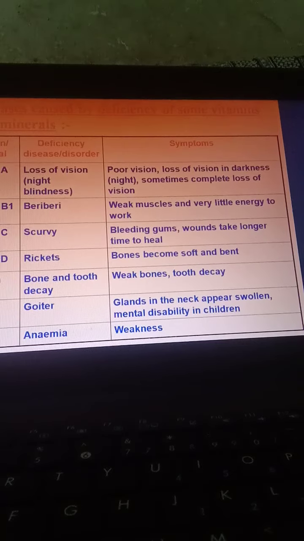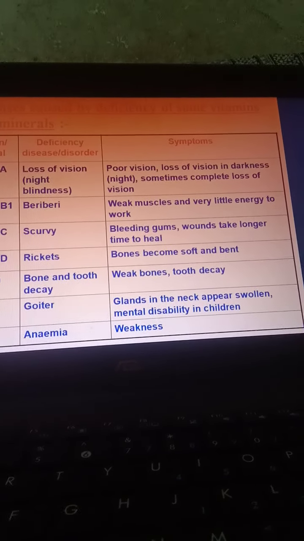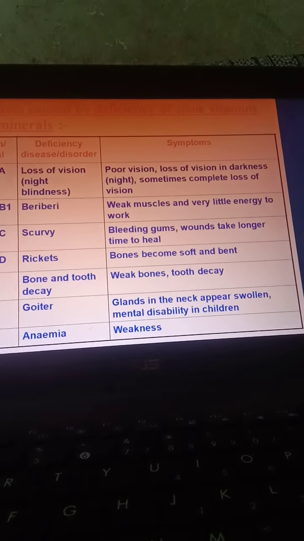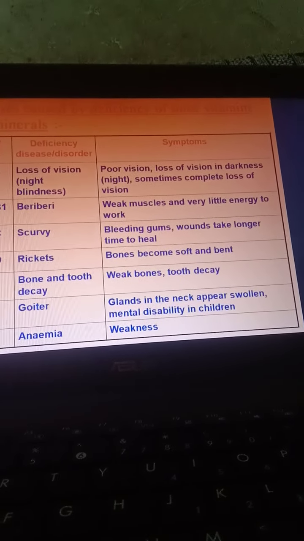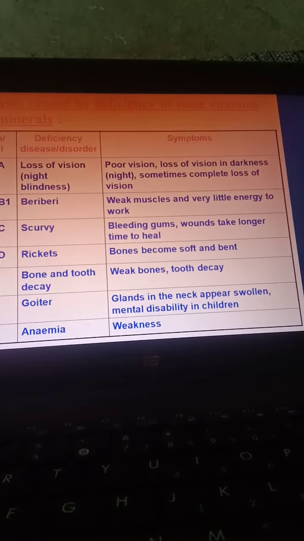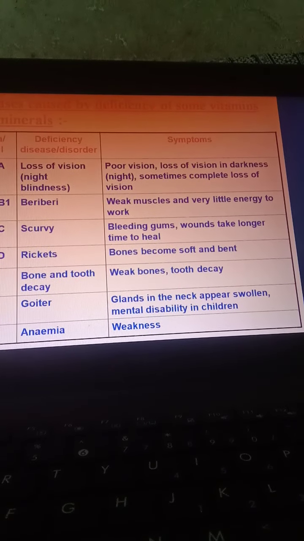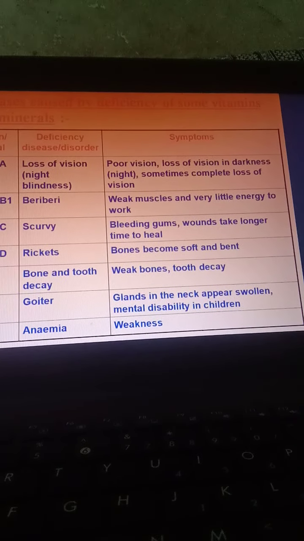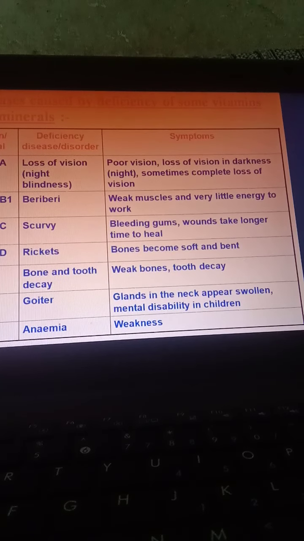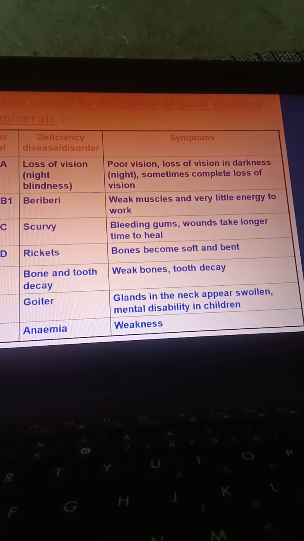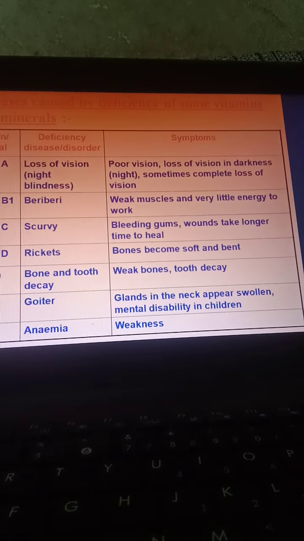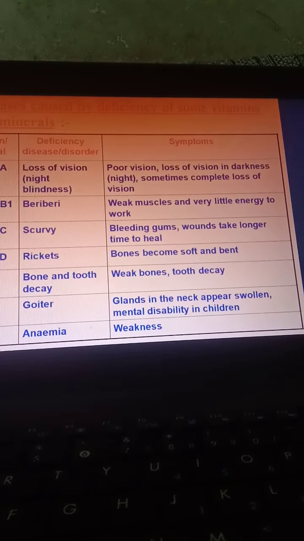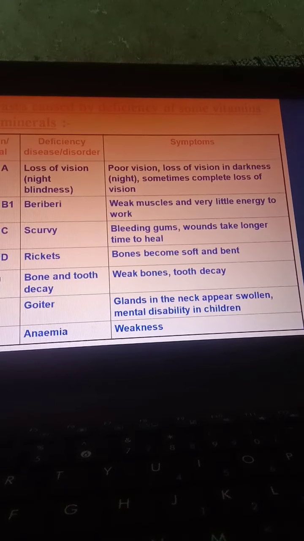Then vitamin C, the disease name is scurvy. Vitamin C we get from citrus fruits and it affects our gums and teeth. So if we are not getting vitamin C, it causes bleeding gums. Wounds take longer time to heal. Vitamin D, the disease is called rickets. Bones become soft and bent. Next is calcium, bone and tooth decay. It also causes weak bones and tooth decay.